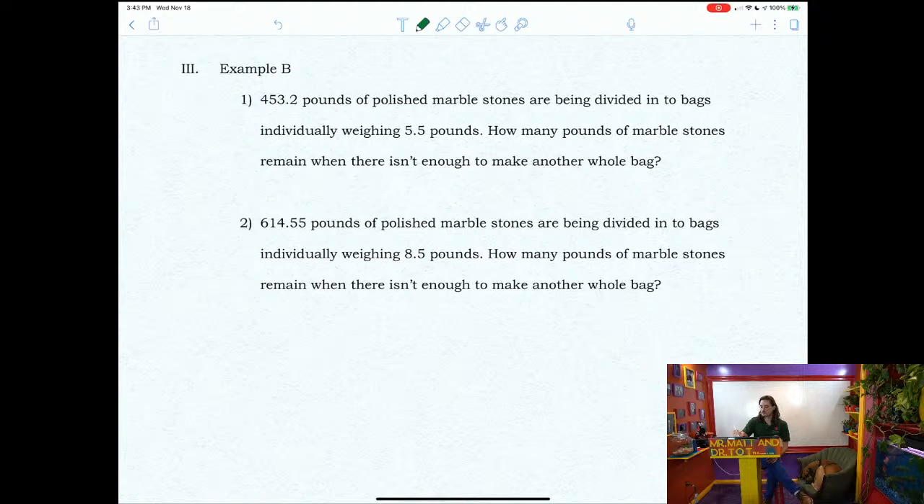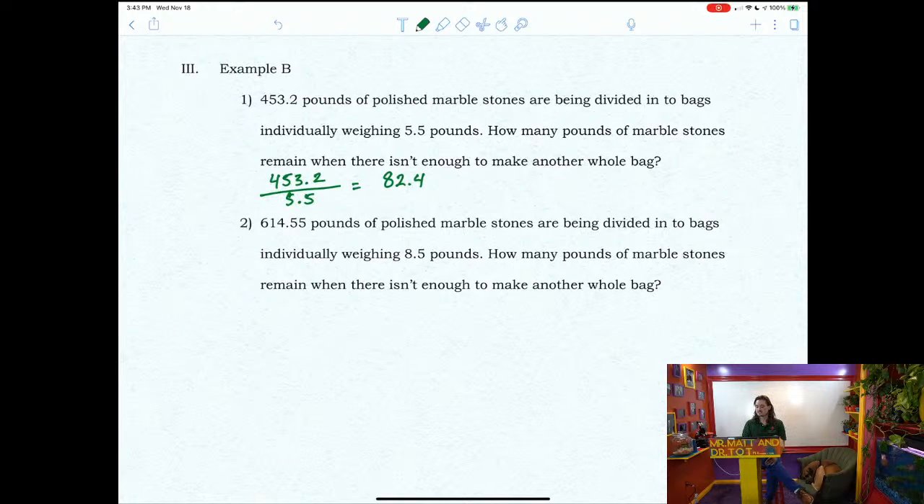Take 453.2 and divide it by 5.5. We're going to get 82.4. So that means that we can make 82 full 5.5 pound bags, with 0.4 remaining. 0.4 is the same thing as 40% of another bag. So I'll leave you with that.